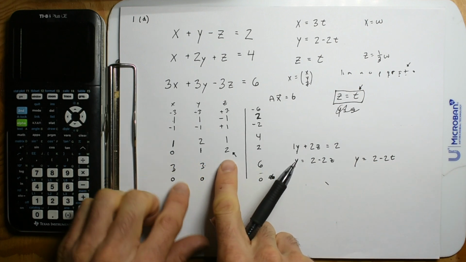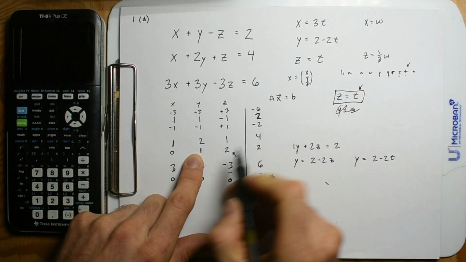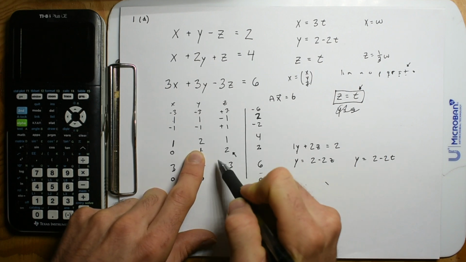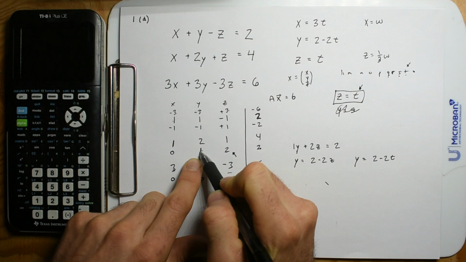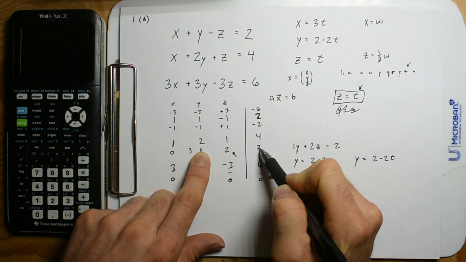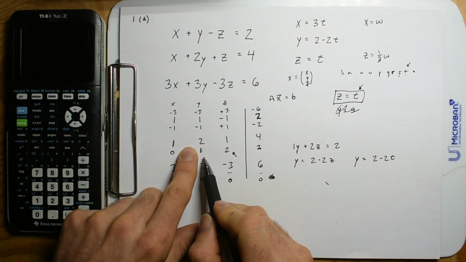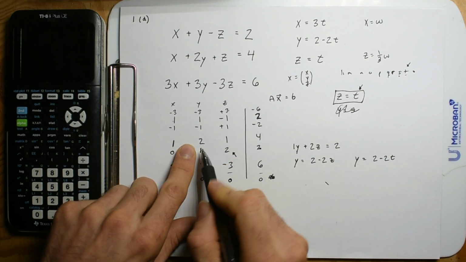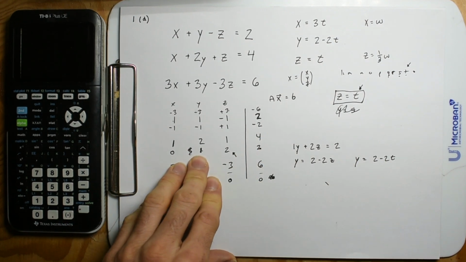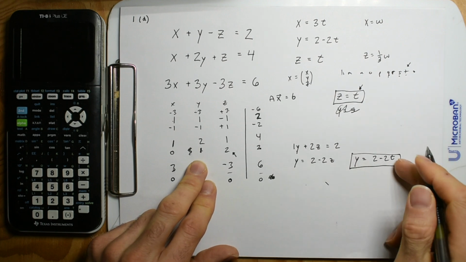Another way to do that is just to already know that z is t, so we can say that y is going to be 2 minus 2t, and that's y. If this was a 3 here, we would have to say 2 minus 2t, all divided by 3, and that's y. But this value is already represented as 1. So we have y is 2 minus 2t.